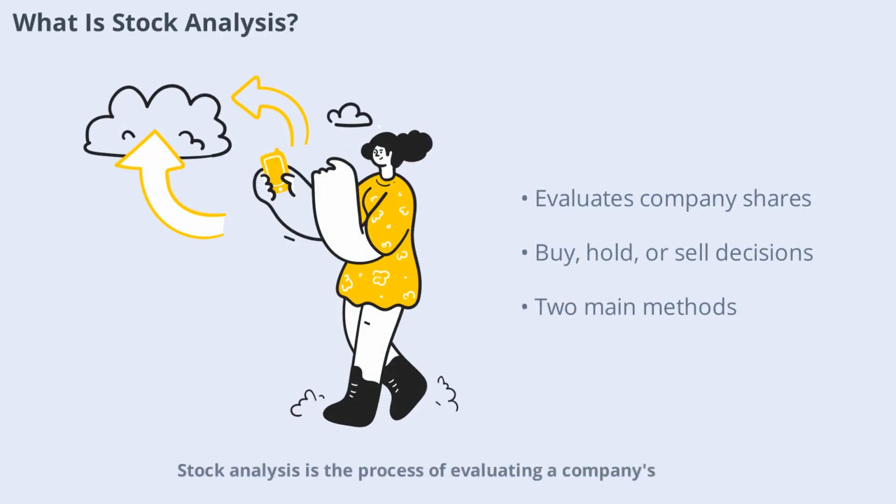Stock analysis is the process of evaluating a company's shares to determine their value and potential for growth. Investors use analysis to decide whether to buy, hold, or sell a stock. There are two primary methods: fundamental analysis, which looks at a company's financial health and performance, and technical analysis, which focuses on price movements and trading patterns. Both methods offer unique insights and can be used separately or together. Understanding the basics of each will empower you to navigate the stock market with greater confidence.